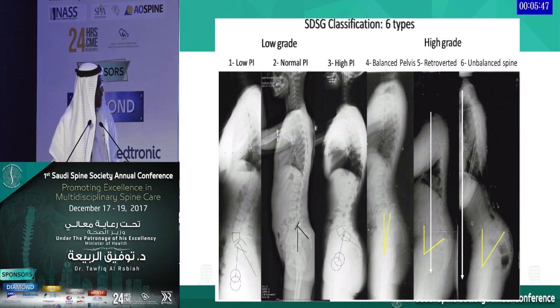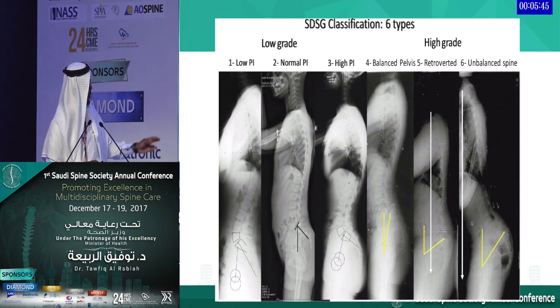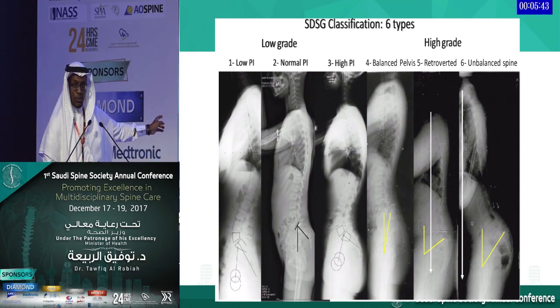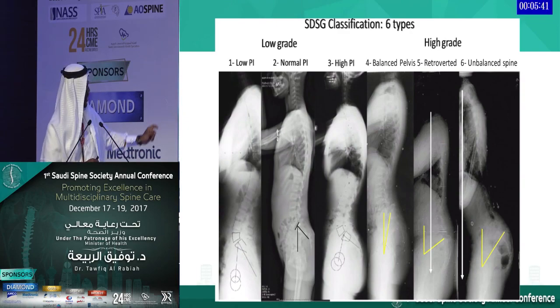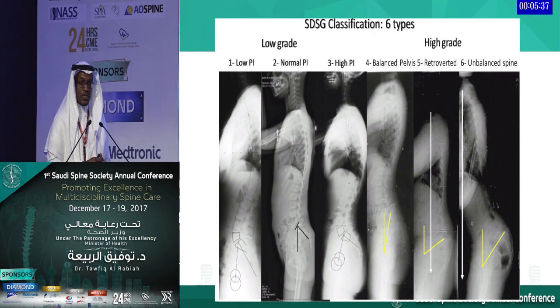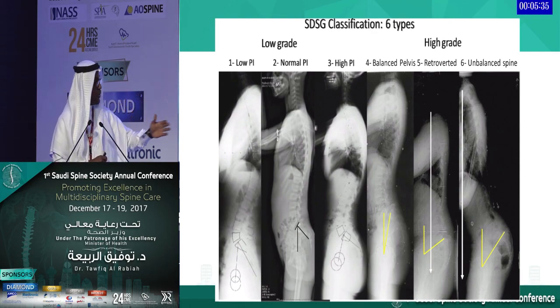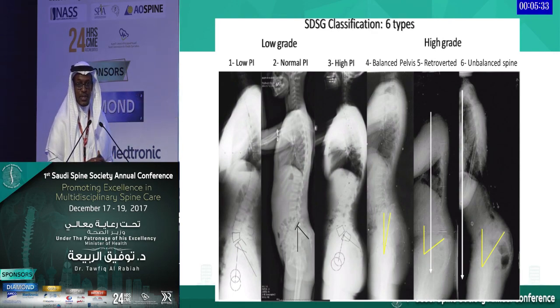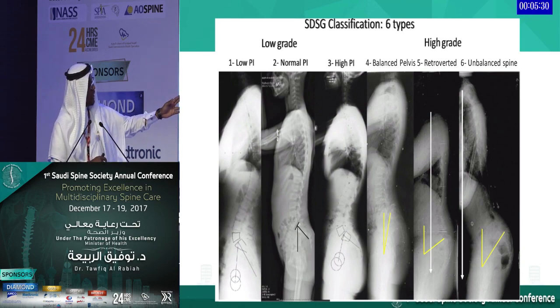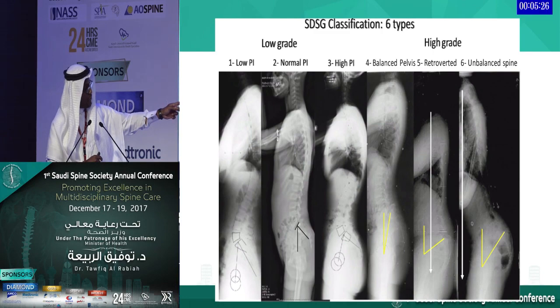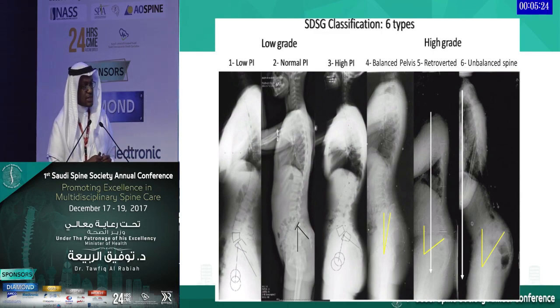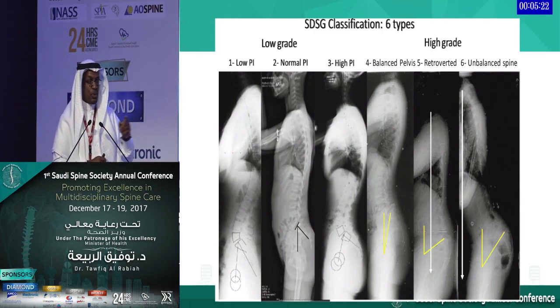So this is the summary of the classification system. Type 1 is the low pelvic incidence, nutcracker. Type 2 is between 45 and 60. Type 3 is when the patient has a pelvic incidence more than 60. All these are low-grade spondylolisthesis. Type 4 is the balanced pelvis. Then for a retroverted pelvis, you look at the C7 plumb line. One question: why was this C7 plumb line not used in the previous types?